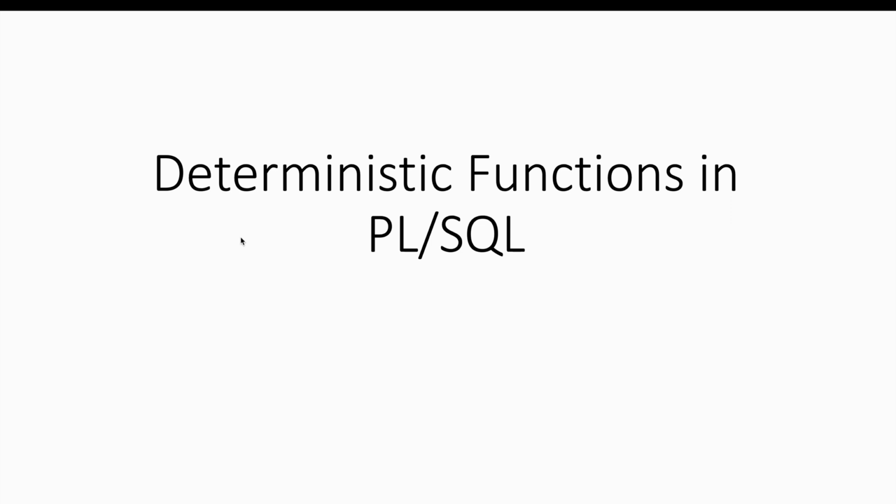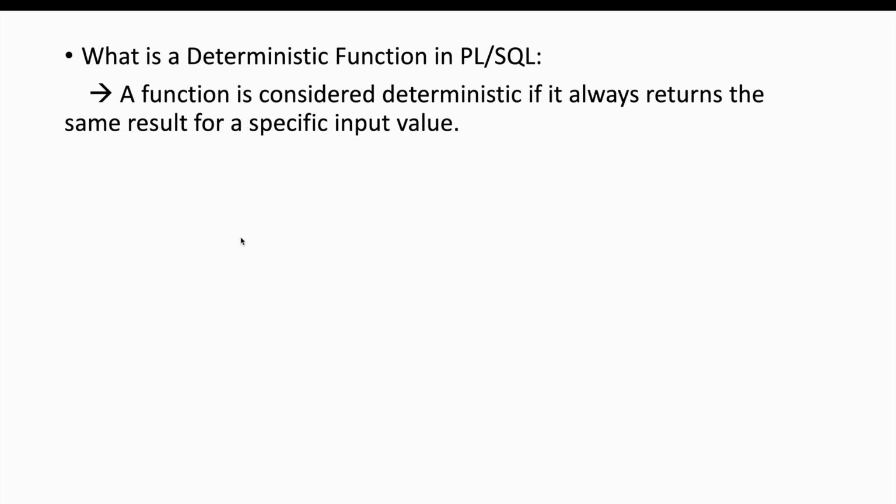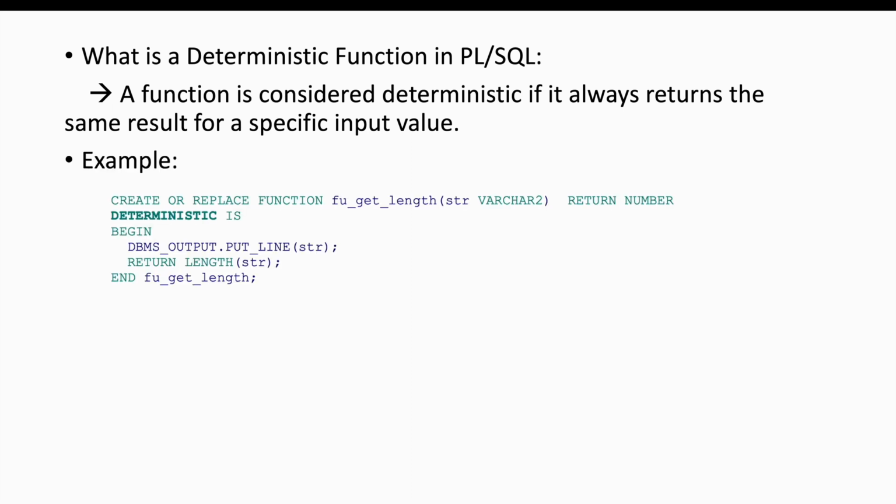Hello and welcome. In today's video, we will discuss deterministic functions in PL/SQL. A function in PL/SQL is deterministic when the output for a specific input value is always the same. For example, if we take this function, it takes a varchar as argument and returns a number. We see here the length of a string is always the same.